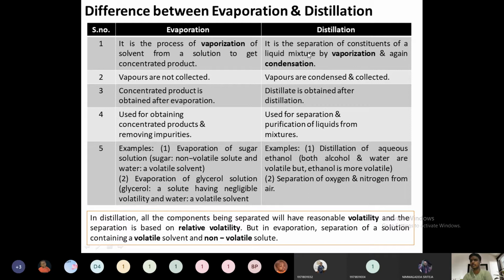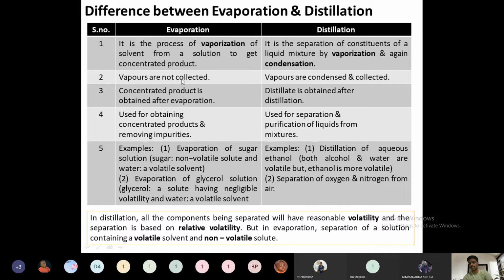Then distillation is the separation of the constituents of a liquid mixture by vaporization and again condensation. This step is lacking in evaporation, whereas this step is present in distillation. So the major mechanism is vaporization in both evaporation and distillation, but the additional step in distillation is the condensation.